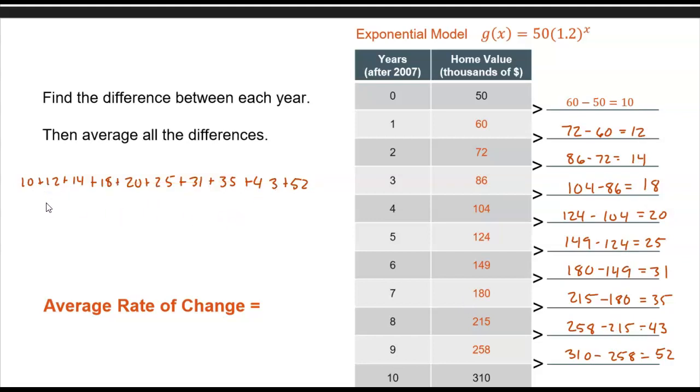There we go, divide by 10. Okay, let me put all that in my calculator. 10, 12, 14, 18, 20, 25, 31, 35, 43, 52. I get 260 on the top over 10, and that will equal 26. So our average rate of change here is 26.